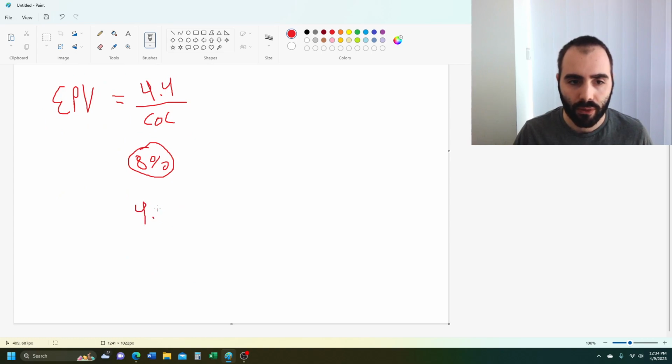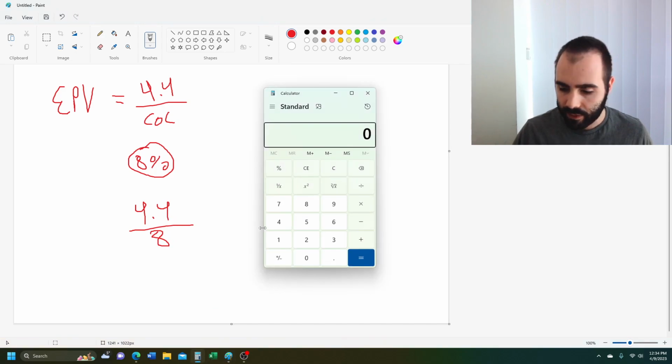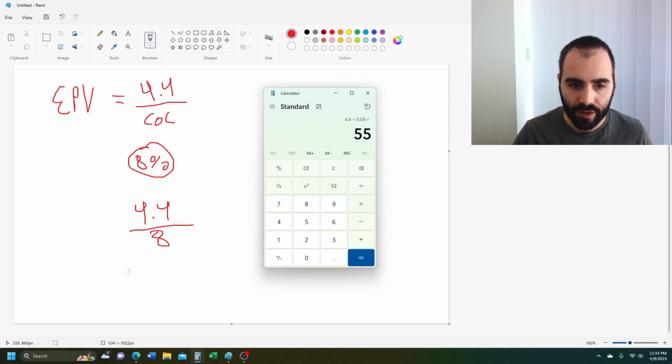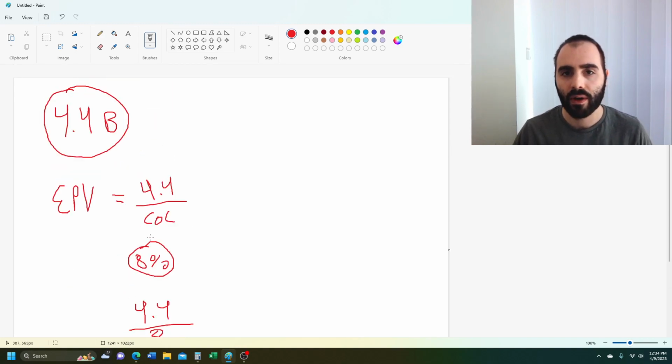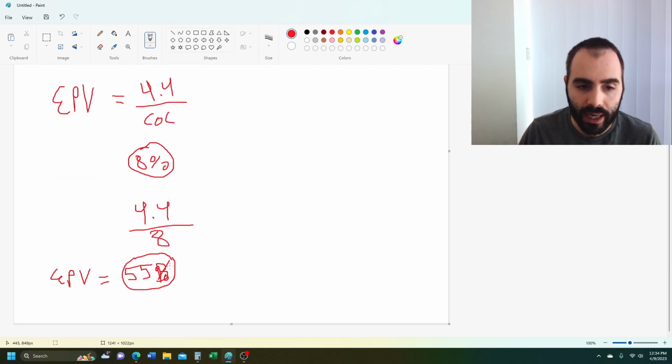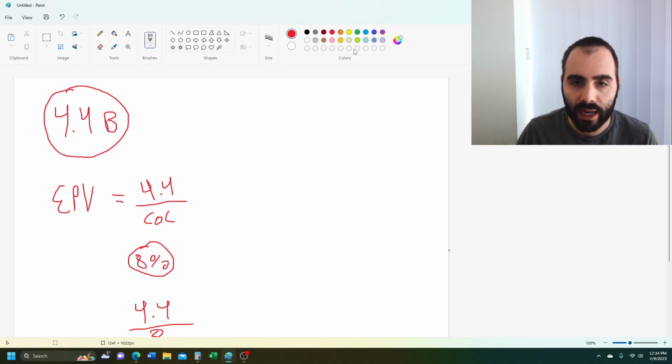So if we do 4.4 divided by 8%, that will then give us the earnings power value of the company of being 55 billion. So we're saying here that the earnings power value of Costco is 55 billion. This is the non-growth, non-adjusted, 55 billion, not 55%. This is the earnings power value that we would utilize for companies without a competitive advantage. But when a company has a competitive advantage, we have to use the enhanced earnings power value, and I'll show you how we do that here.